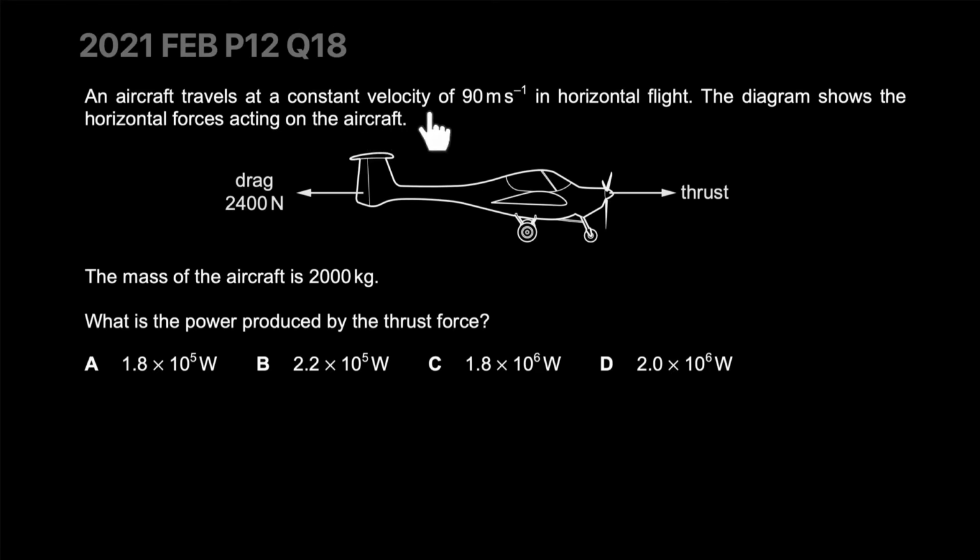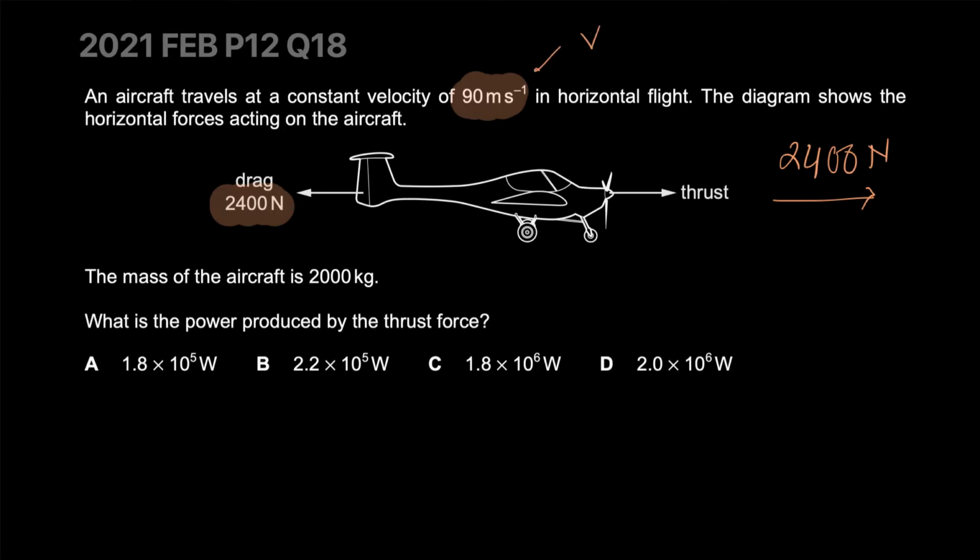An aircraft travels at a constant velocity of 90 meters per second in a horizontal flight. The diagram shows the horizontal force acting on the aircraft. So it's at constant velocity, so it's in equilibrium. And the drag force is 2400. That means the thrust from the engine is actually the same. So the engine is producing a force of 2400 newtons. Okay. And the velocity, of course, is V.